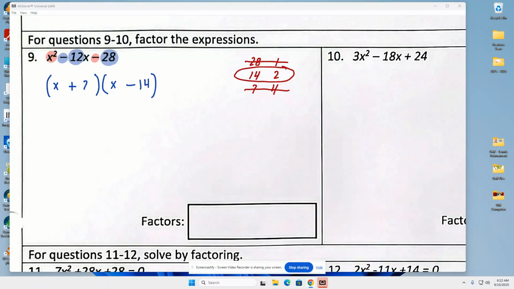And it had to be x plus 2. So my factors are x plus 2 times x minus 14. Remember, guys, you're not solving. Solving is when you set it equal to 0 and solve. Well, there was no equals up here. There's nothing to solve. You're just factoring.